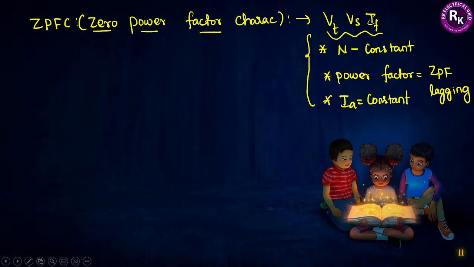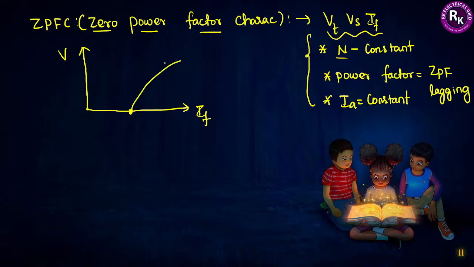During this characteristics testing, armature current should be kept constant, speed of the machine should be kept constant, and the power factor being operated, that is, the alternator will be operated at zero power factor lagging. So it is purely zero power factor lagging. Now if you observe the characteristics curve between voltage versus field current, it will start somewhat here. This is most important. This characteristic was once asked in your examination also. So this is called the zero power factor characteristics of the alternator, ZPF.